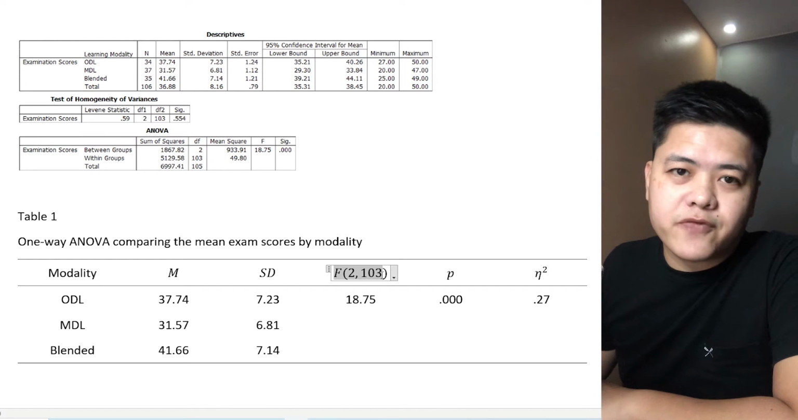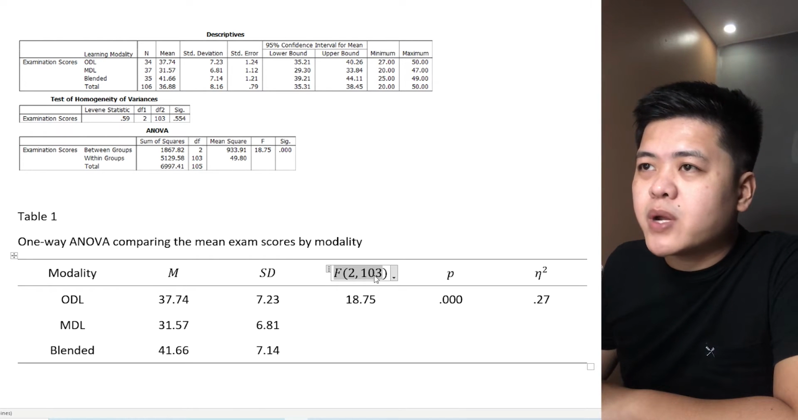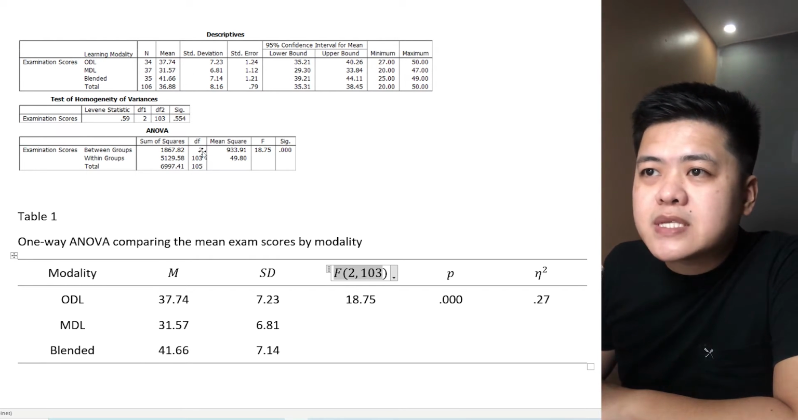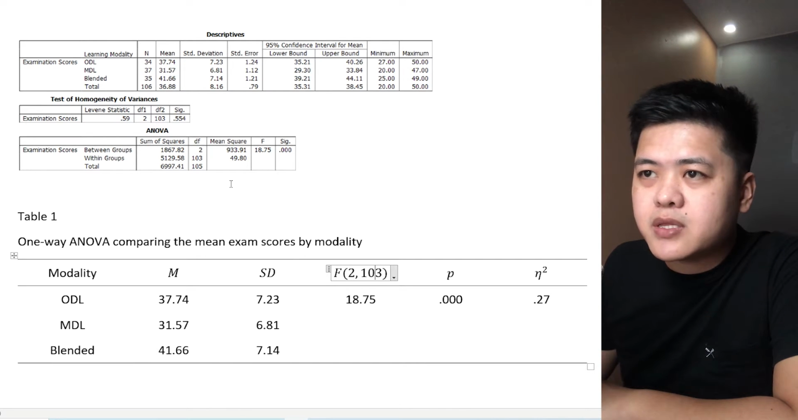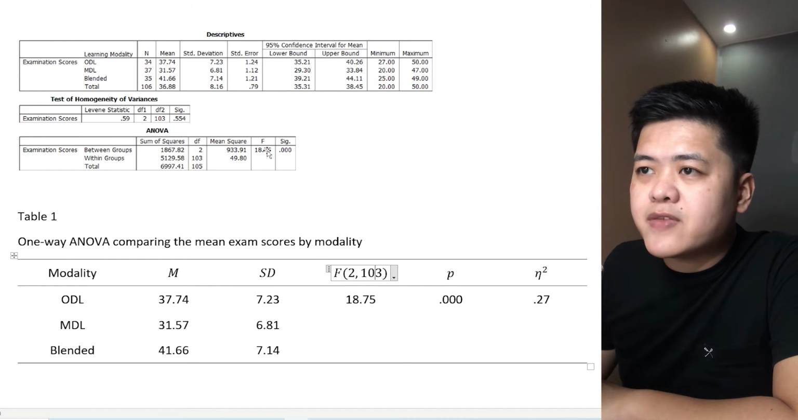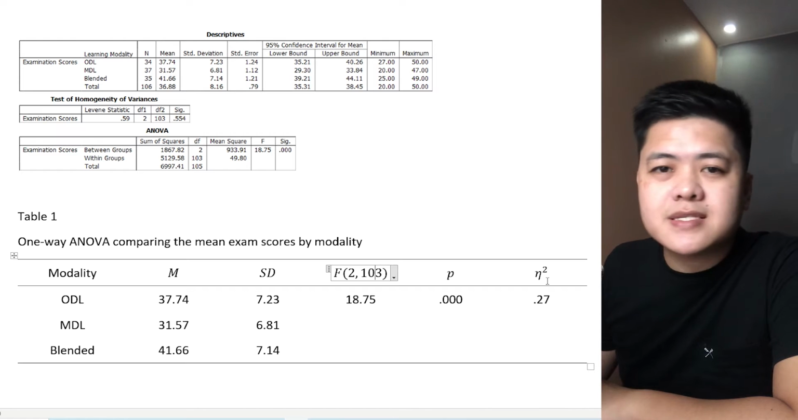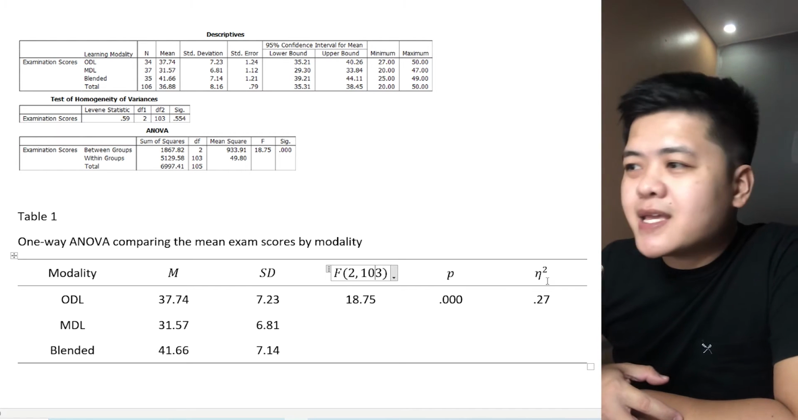And of course, the F statistic. For the degrees of freedom, we have 2 and 103. So that's 2 and 103 degrees of freedom. Your F statistic is 18.75. The p-value is 0.00. Oh, of course, I forgot this. This is partial eta squared.